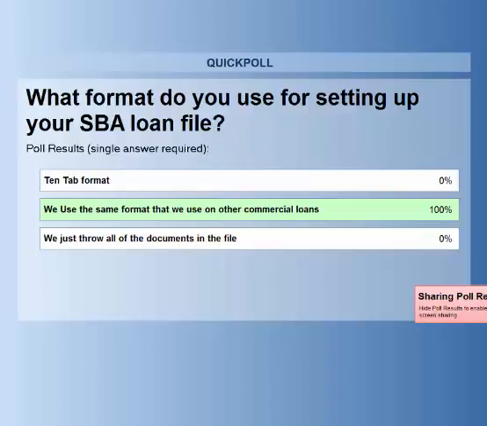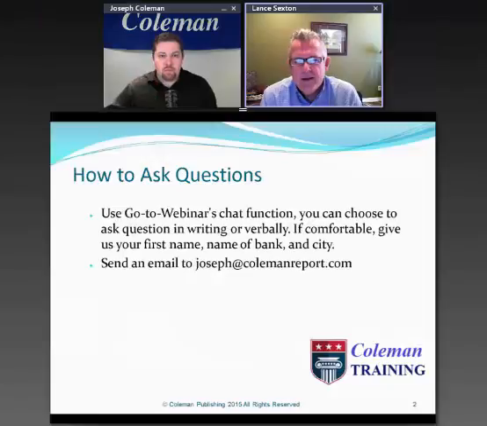Yeah, and it seems like everyone is saying that they use the same format as their commercial loans. Would you agree with that? I think that that's pretty common across the board, but I did recommend the 10-tab format. Part of the reason for that is it's a great way to keep your bank ready in case the loan defaults. You're going to have the information organized in a way that you can easily put your purchase demand kit together.